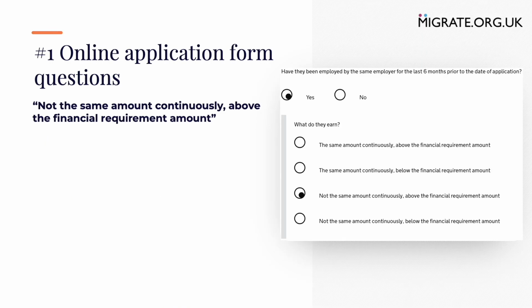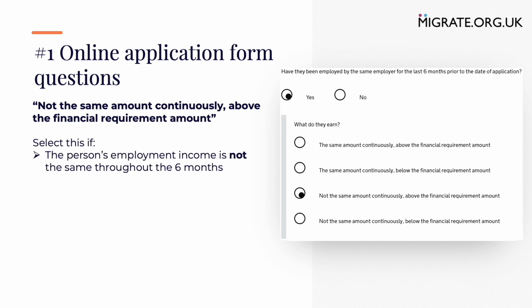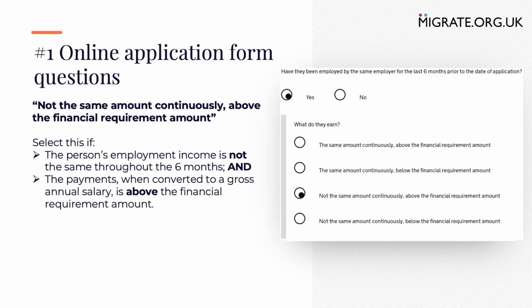Not the same amount continuously above the financial requirement amount. This is relevant for those who have not received the same employment income throughout the 6 months, and the payments, when converted to a gross annual salary, is above the financial requirement amount. This would therefore include those in salaried employment who have received bonuses, overtime, or commission-based pay in the relevant 6-month period, as well as those in non-salaried employment whose income will naturally vary each week or month.